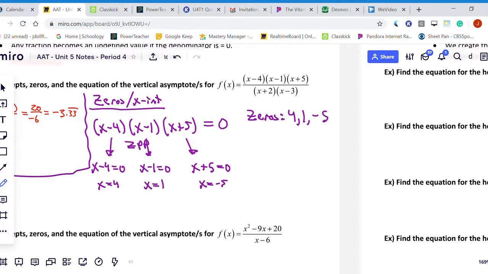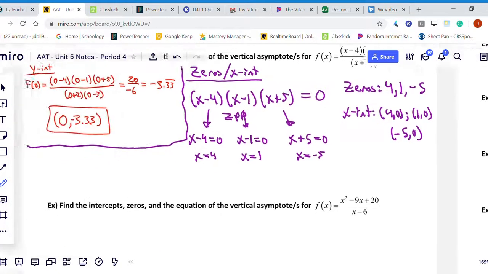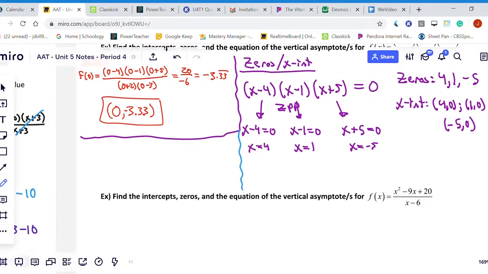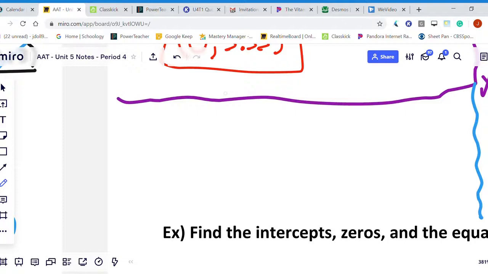All right, x-intercepts, pretty straightforward: (4, 0), (1, 0), (-5, 0). One more thing to look at here is the vertical asymptotes.